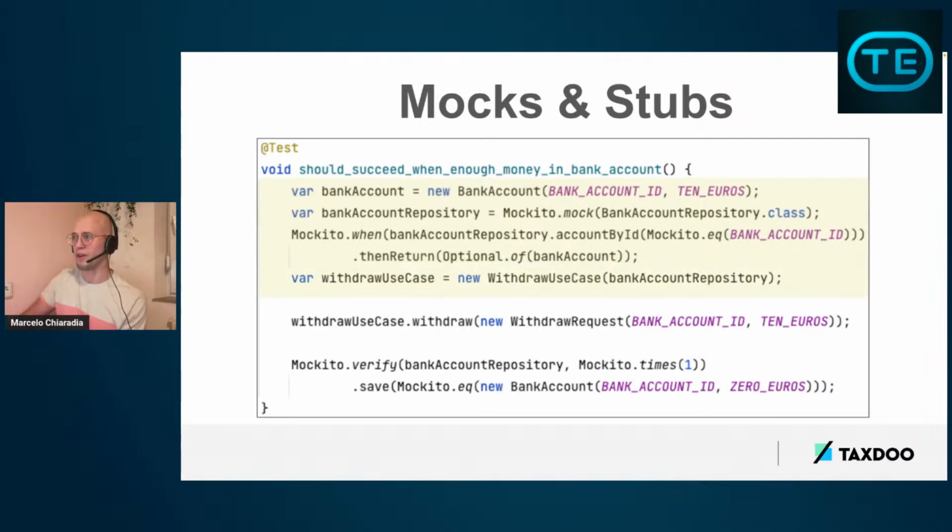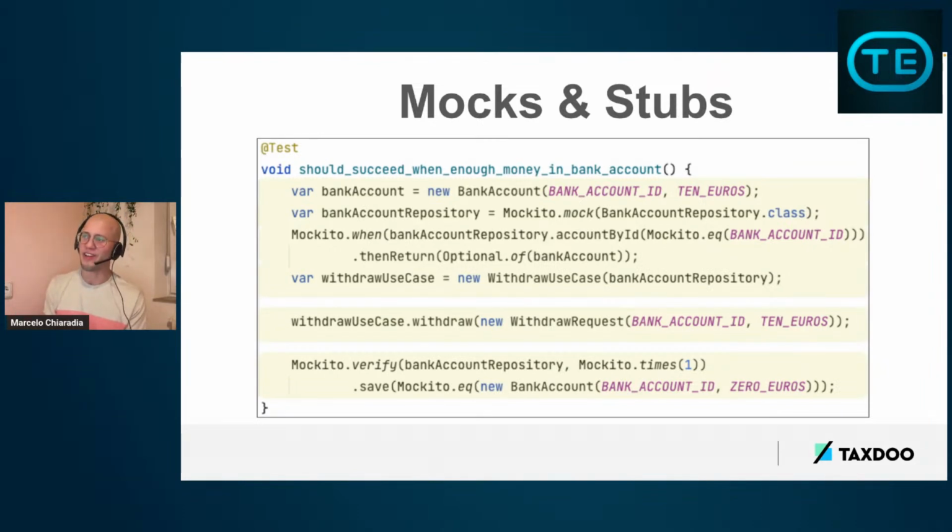Then we create our use case, injecting the bank account repository. We perform the withdrawal. And finally, we verify in the mock that the method save was called only one time with a bank account object that has that ID and has €0. So you can see that the test is not super expressive. It's a little bit hard to understand what is actually going on and what we are actually testing.